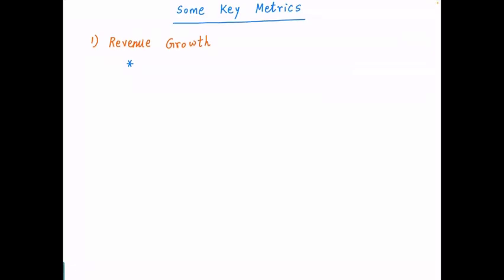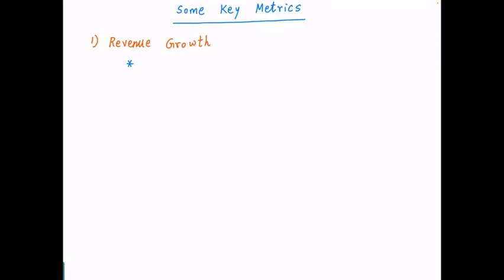Sometimes what you have to do is take different numbers from different statements and put them together to calculate some ratios and things like that. These are called key metrics that investors rely on to try and tell them how the company is doing. So for example, revenue growth may be one key metric. So I have this key metric listed here. It's the current year's revenue minus last year's revenue because you want the growth, right?